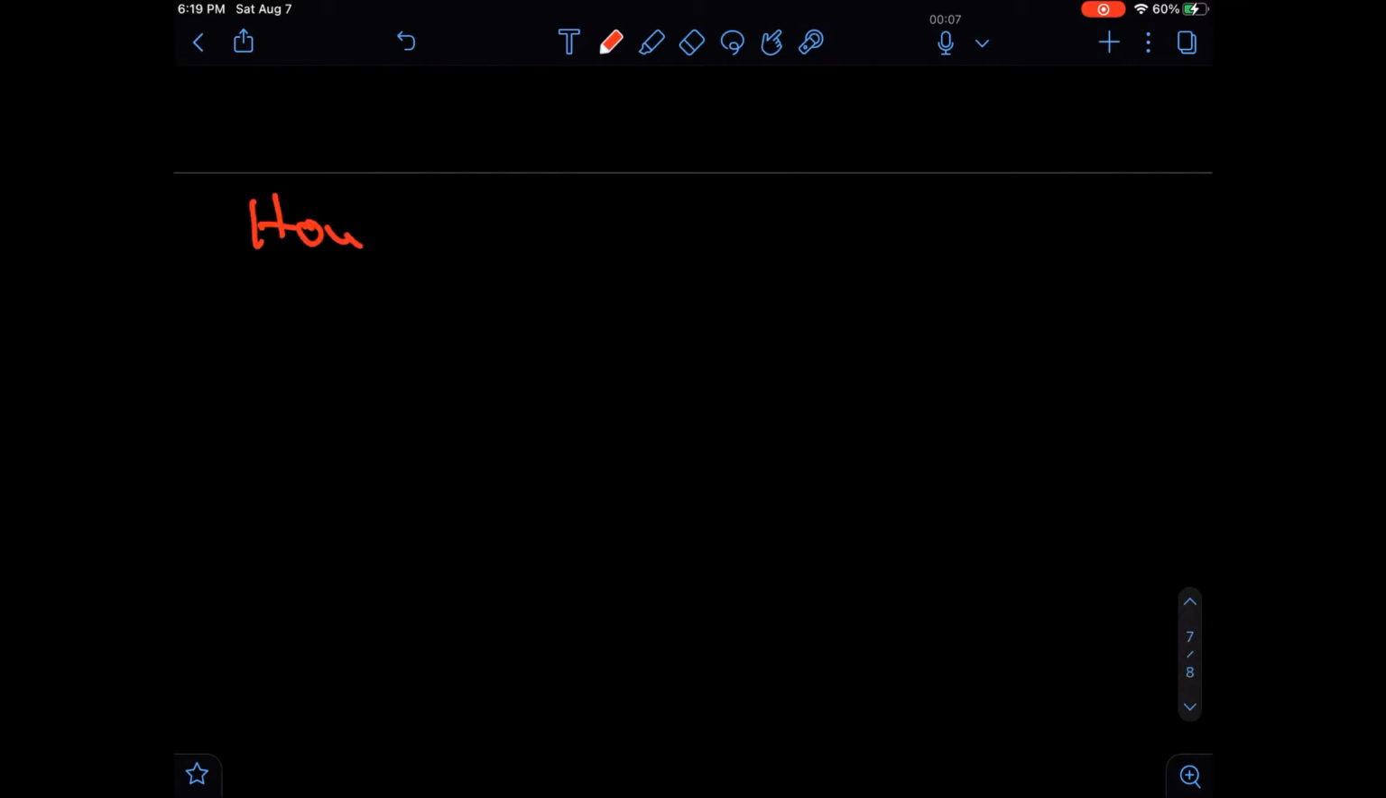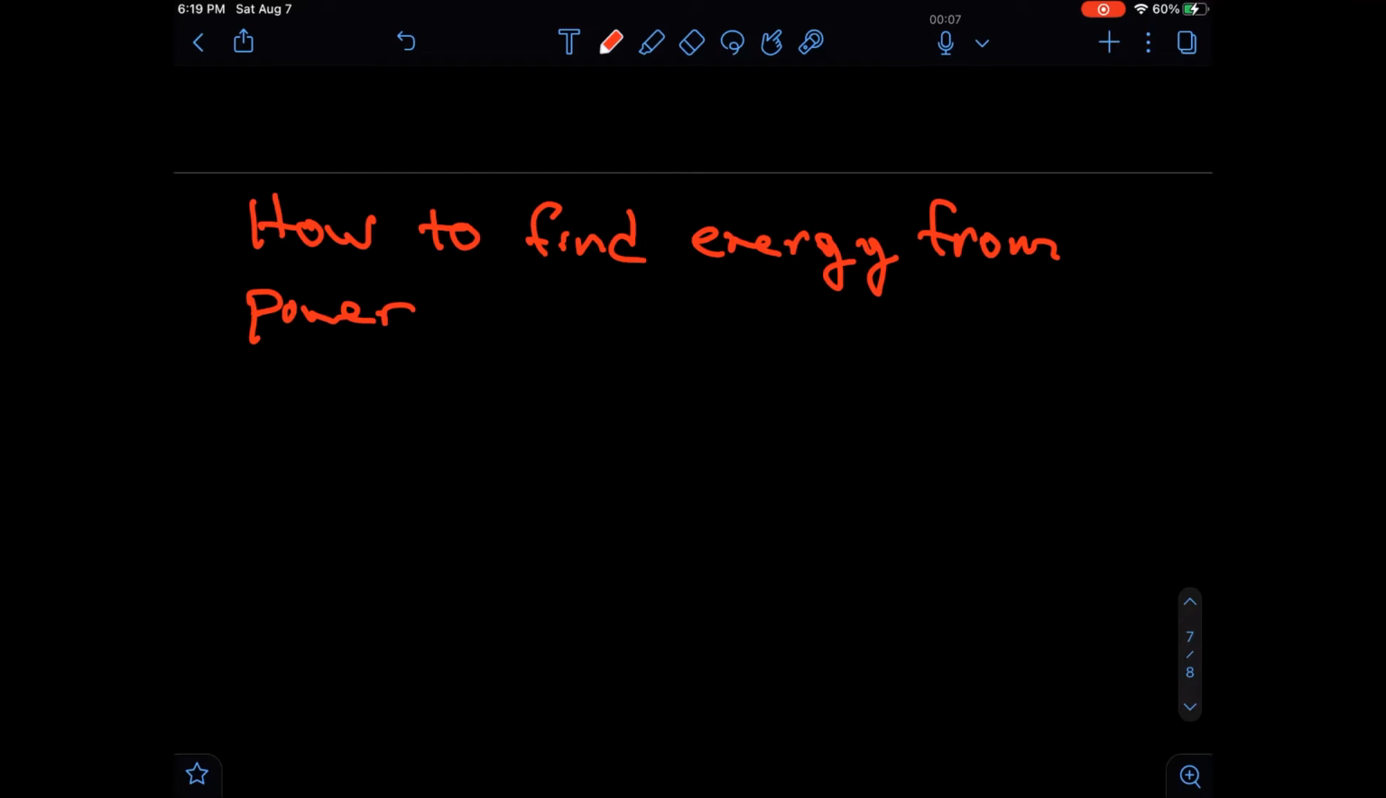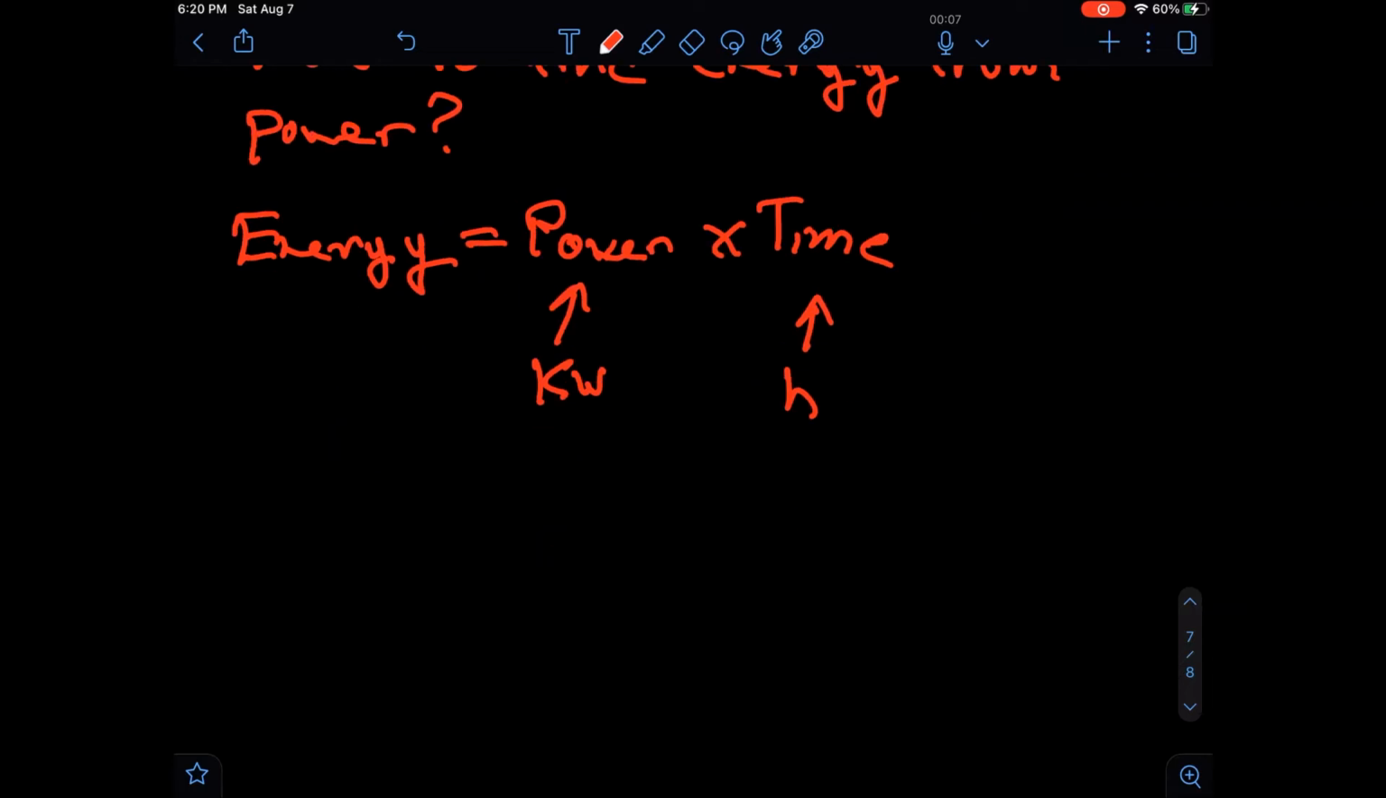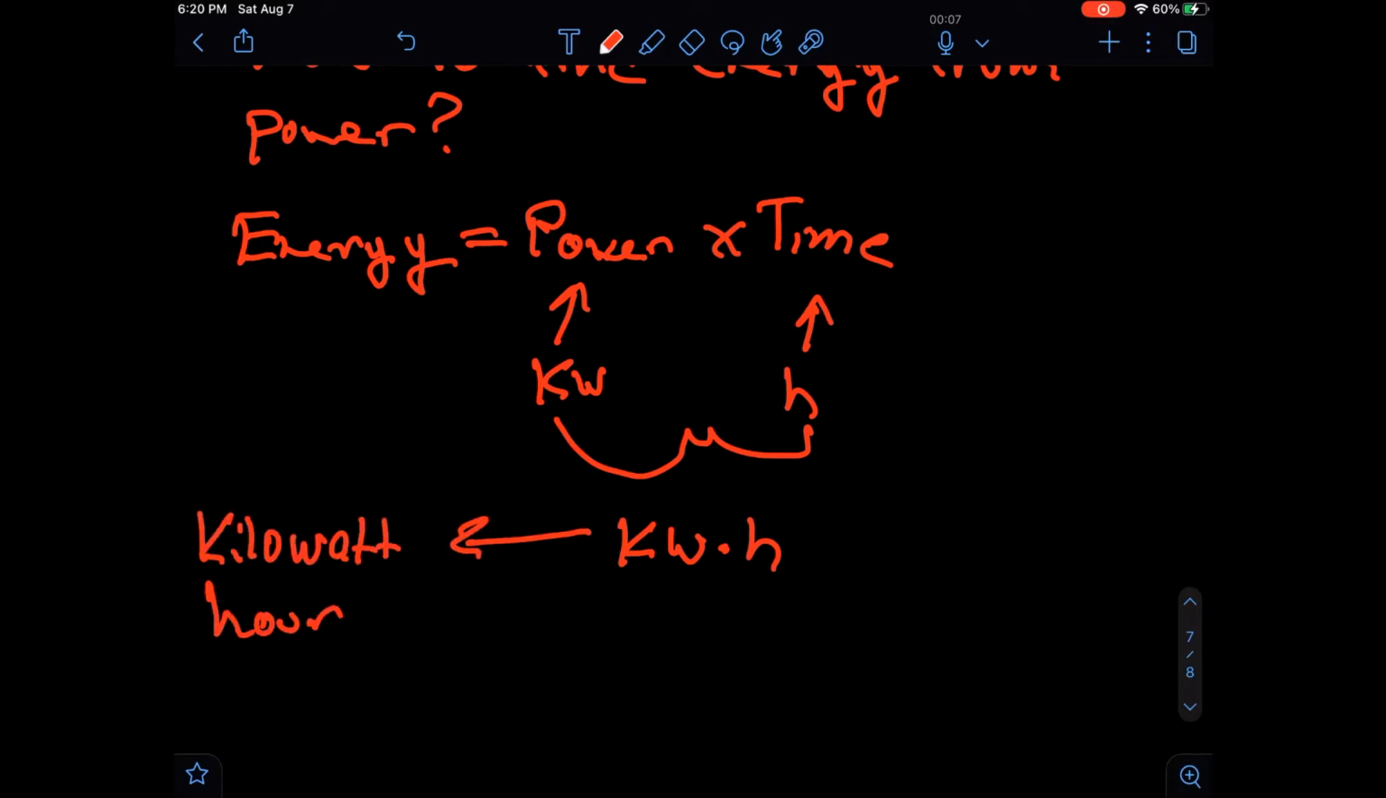So how do I find energy with respect to power? That's a simple question people get confused on. Energy really is power times time. So how much power I use in kilowatts, for example, times how long I use it, which is usually hours, that's defined as a kilowatt hour, or kWh.